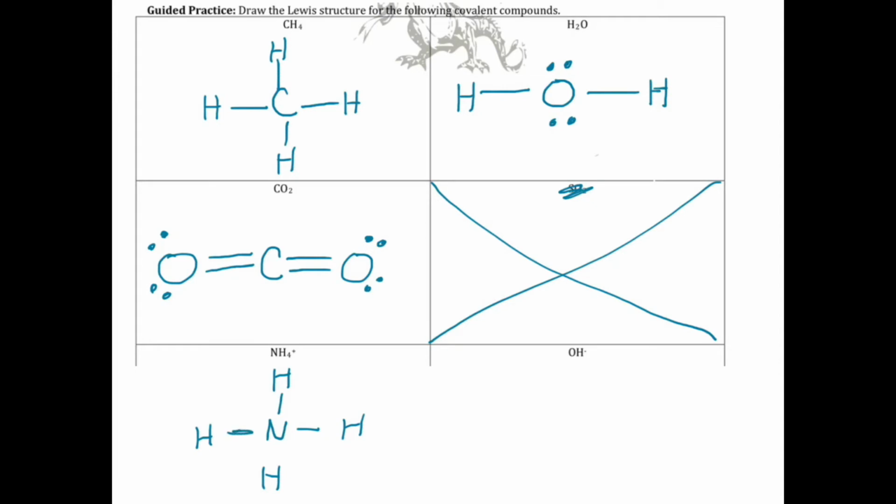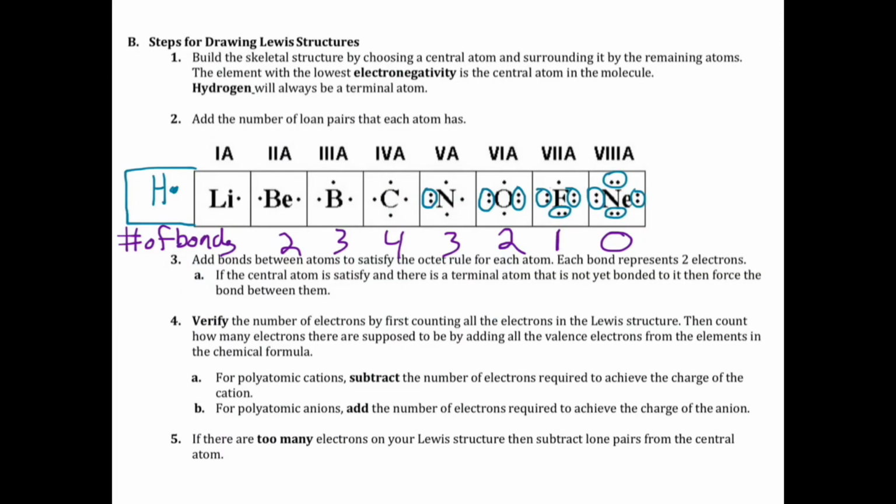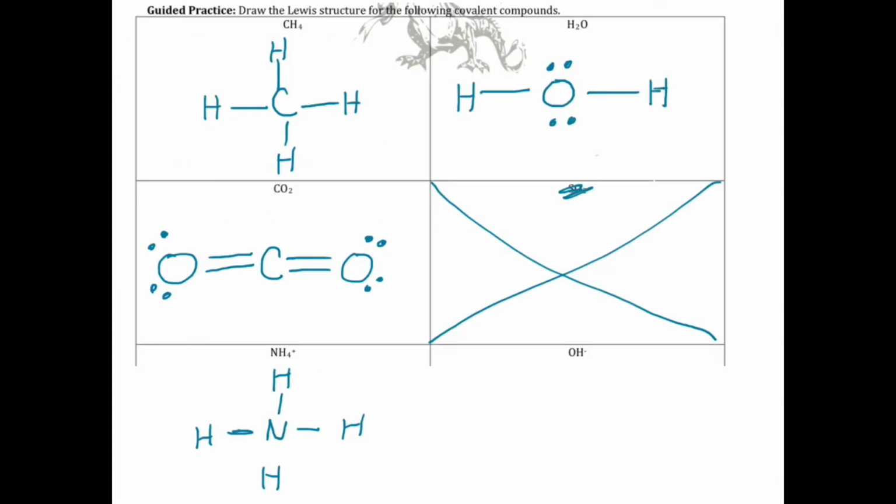And then what we do is, if you take a look right here, number 3 says add bonds between atoms to satisfy the octet rule for each atom. Each bond represents 2 electrons. Now look at A here. If the central atom is satisfied, look at that, it's satisfied and there's no bond here.